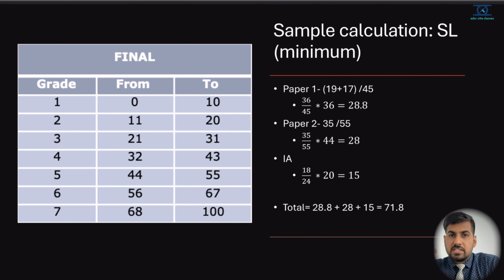Now to get 17, don't worry, it's quite easy. You just have to practice a few more questions. You will get the idea about how the questions are, what are the calculations required. So getting 17 out of 20 is not a big deal. So overall, you will get 36 out of 45.